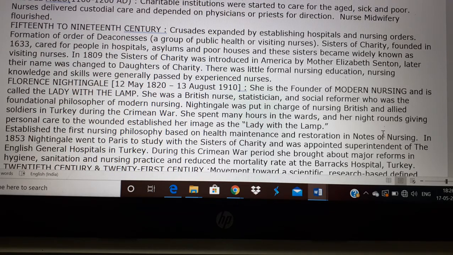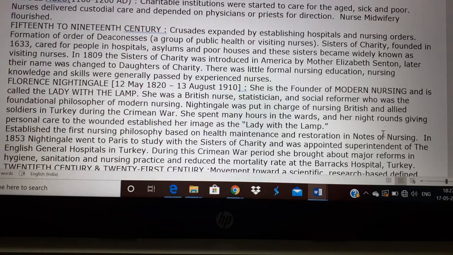Some nurses who were famous were Mother Elizabeth Seton, who was part of the Sisters of Charity, and it became Daughters of Charity later on. Okay, so during these days, nursing was not a formal course. There was no proper education, but mainly it was knowledge and skill that was transferred from one experienced nurse to another person, and that is how these people became nurses. They learned how to take care of the sick and the dying people. All this was happening till the 18th century.